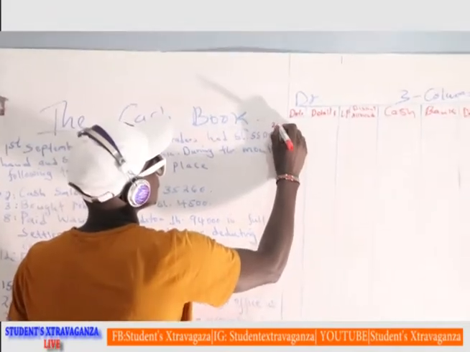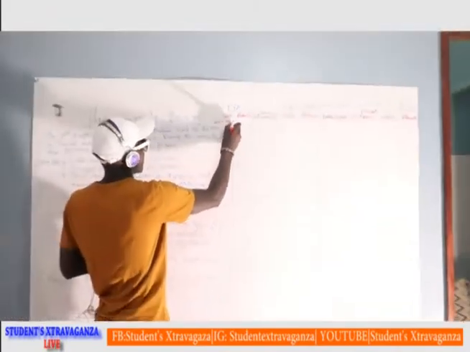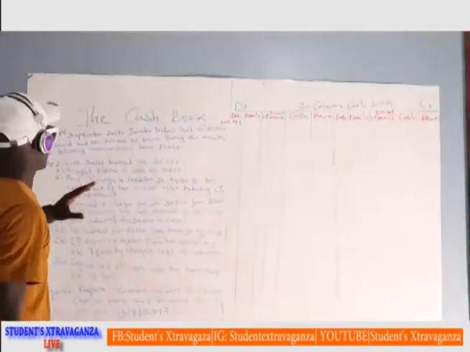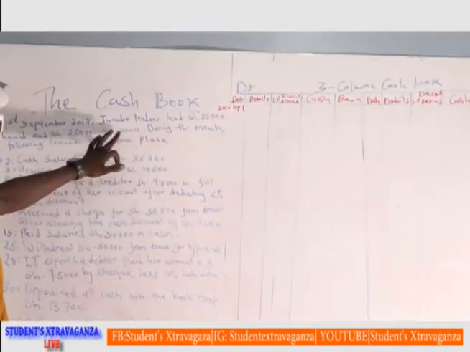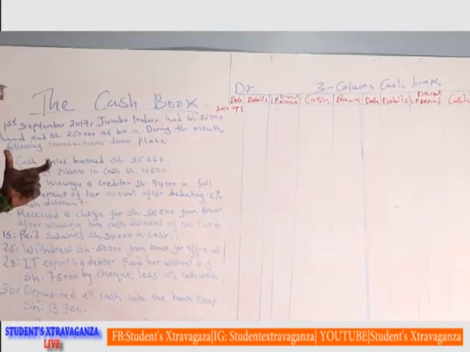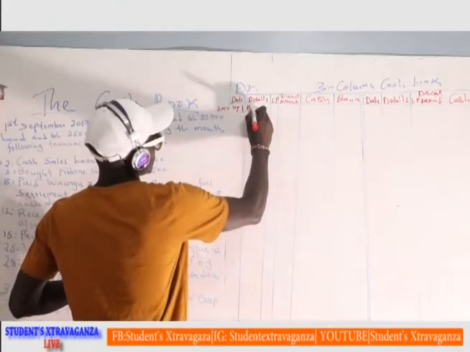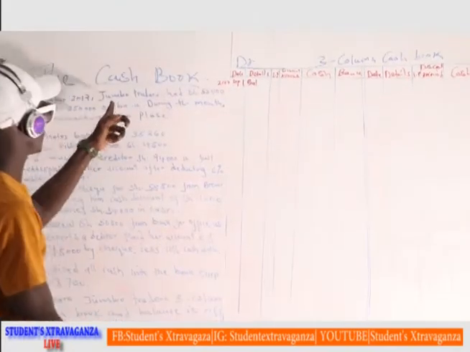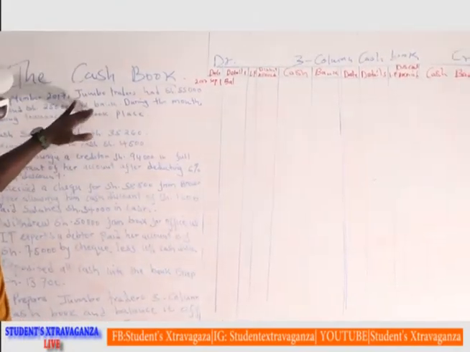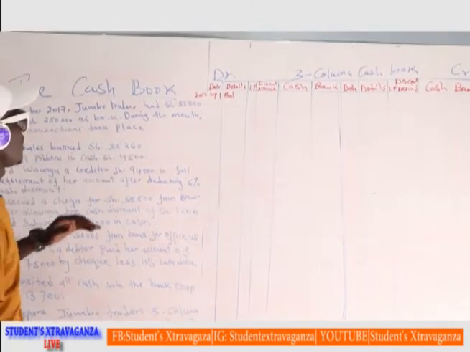2017, September 1st. On 1st September, Jumbo Traders had 55,000 Kenya shillings in hand. So we have balances. These are balances for Jumbo Traders on 1st September 2017.